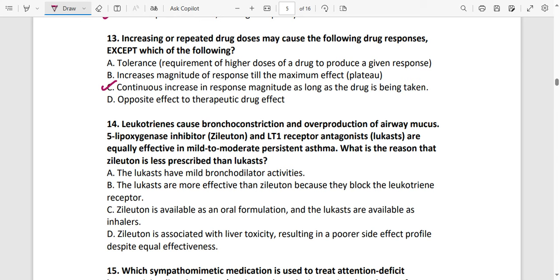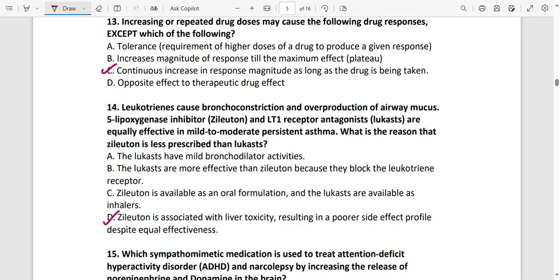Anyone that I can help here? Thank you so much. It's because of liver toxicity for the inhibitor of lipoxygenase.